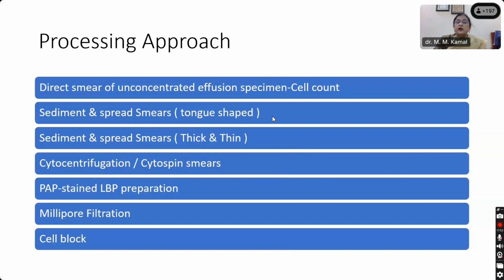You start processing the specimen. Now, what are the different methods of processing? What is the mode of processing in your institute, Shakti? Direct smear of the concentrated effusion, then Pap stain and Giemsa stain. Okay, you do two stains, Pap stain and the Giemsa stain. So what do you do with the specimen? What do you understand by direct smear of unconcentrated effusion specimen?